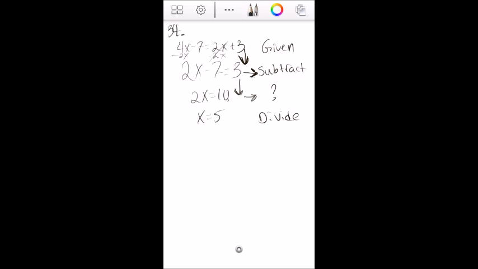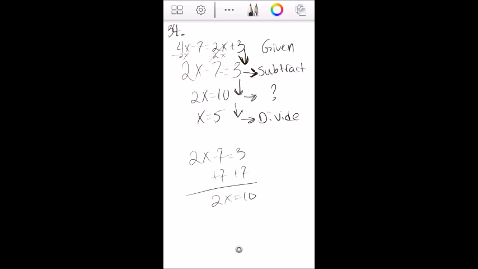Just like down here, between step 3 and step 4, we divided both sides by 2, which is why I wrote the word divide here. So what did I do here? How would I solve 2x minus 7 equals 3? Well, that's easy. We know how to do that. We would just add 7 to both sides and get 2x equals 10.